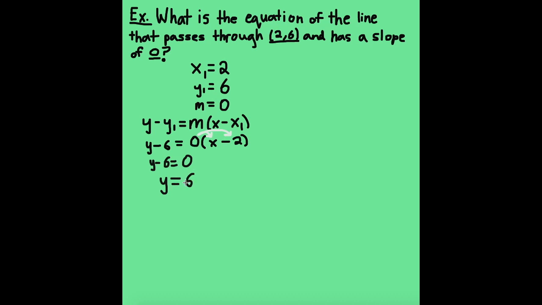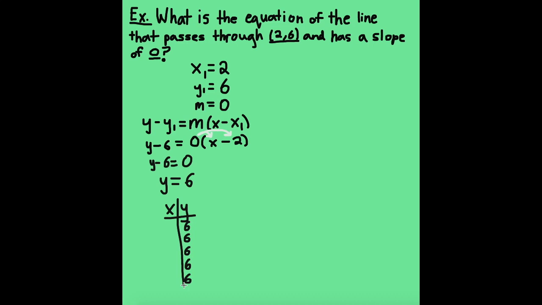Now this is interesting. We only have a y variable. We do not have any x variables. So what does y equals 6 even mean? Well, let's use a table to find out. So we have y equals 6. So in the x and y table, I'm going to put 6 for all the y values, since the equation says y equals 6.